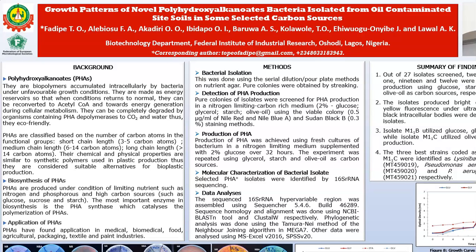Thus, they are eco-friendly. They are classified based on the number of carbon atoms in their functional groups into short chain length, medium chain length, and long chain length PHAs. Their chemical and physical properties are quite synonymous to those of synthetic polymers such as polypropylene and polyethylene, and as such, they are considered suitable alternatives for bioplastic production.